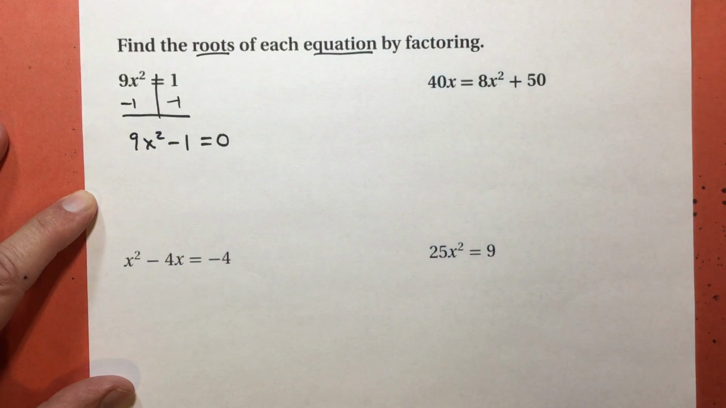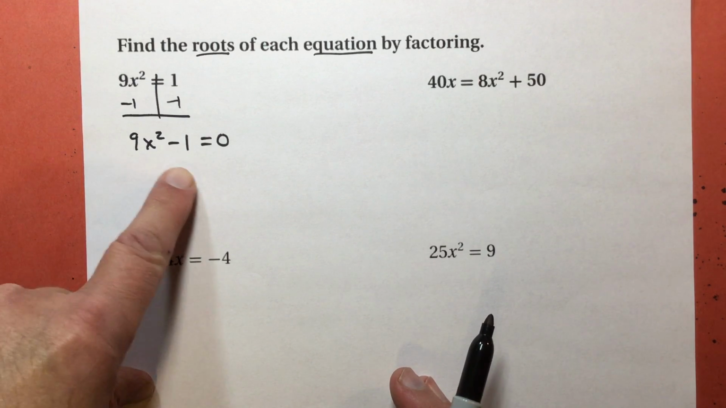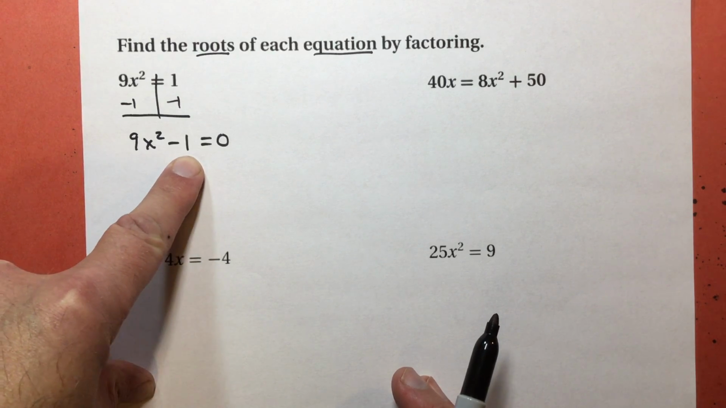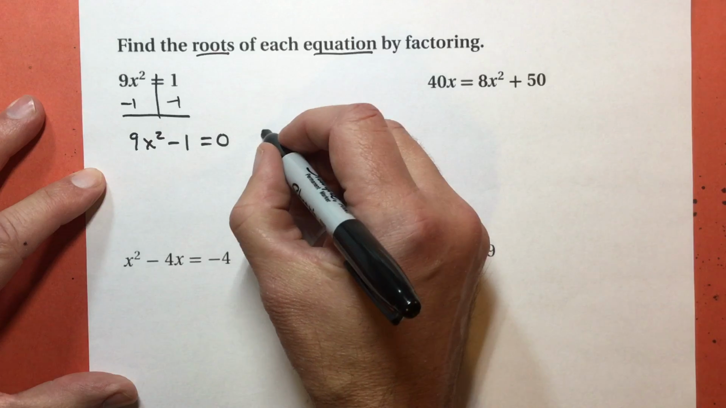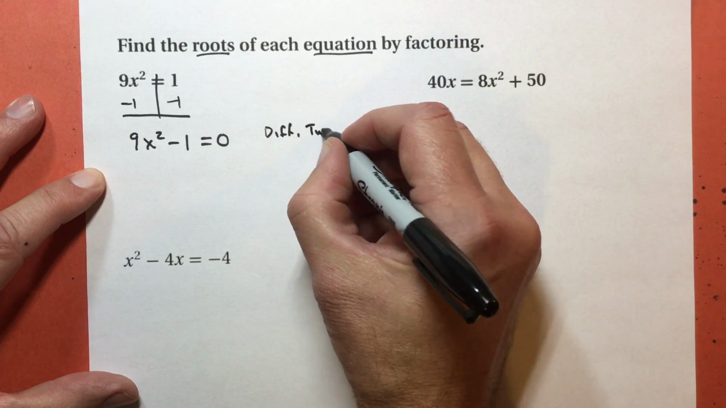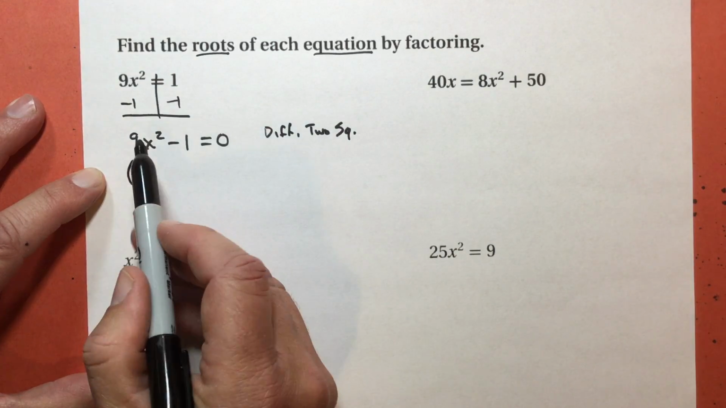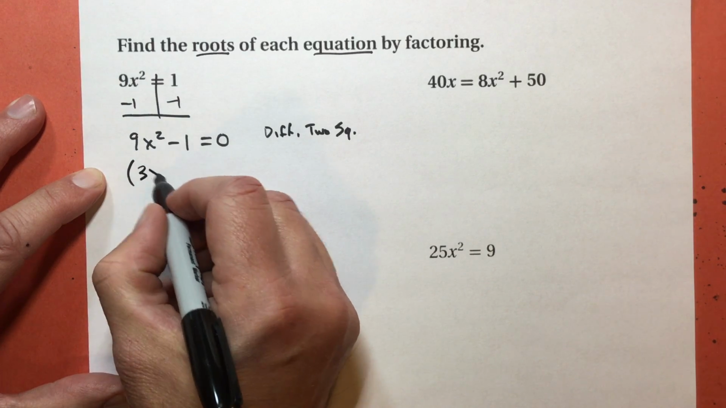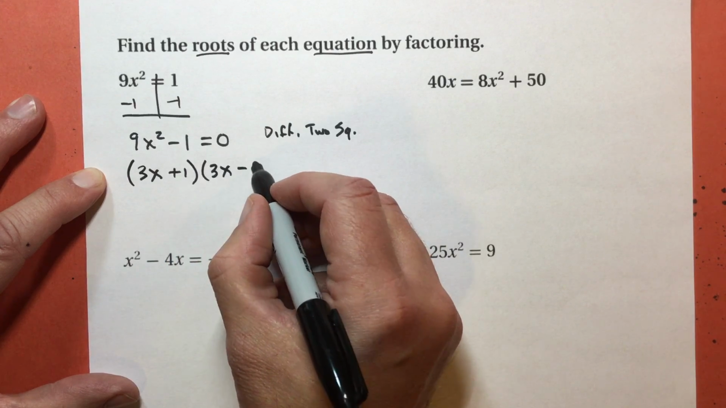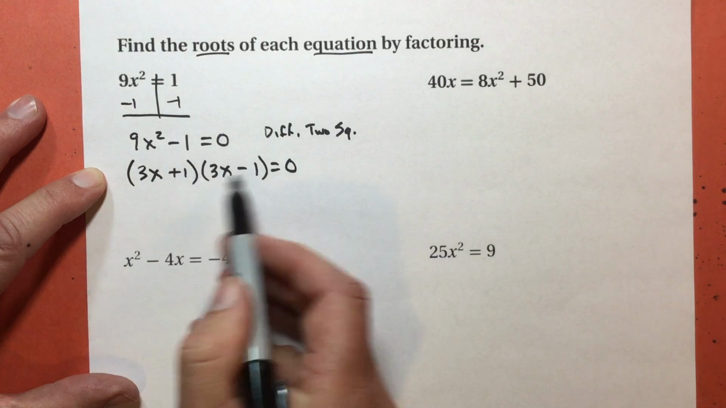Now I need to factor this. I have a 9 in front here. That's a perfect square. I have a subtraction. That's a difference. And I have a 1. That's a perfect square. So this is the difference of two squares. So the square root of 9 is going to be 3. So I get 3x plus 1, and I get 3x subtract 1, and that equals 0. So I factored this by the difference of two squares.